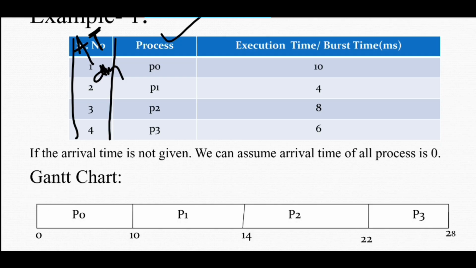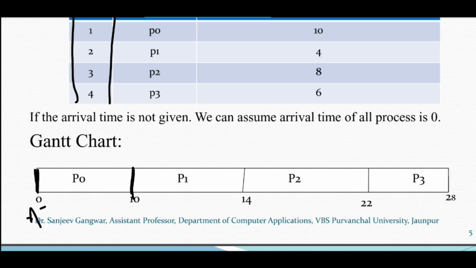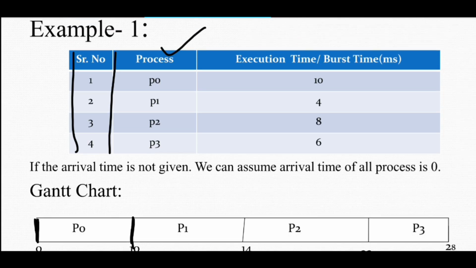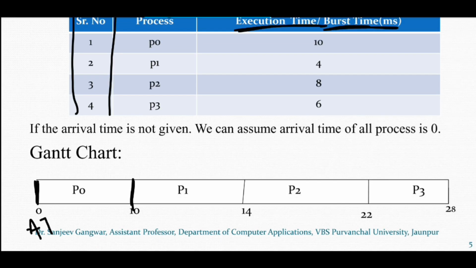Let's discuss P0. Let's say P0 came at 0 seconds. Let's think of this as a queue: first came, second came, then third, fourth. P0 came at 0, so 0 is the arrival time. P0 executes for its execution time or burst time, which is the time taken by a process for execution. It takes 10 units, so 0 to 10, and P0's completion time is 10.